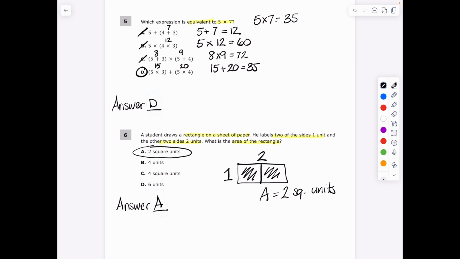So that gives me A. And some kids also just know to multiply the length and width, and so they probably just did 1 times 2, which gave them 2 square units. Both work, but I really like the visual. All right, hit pause, jot this down into your notes, and we'll go to the next problem.